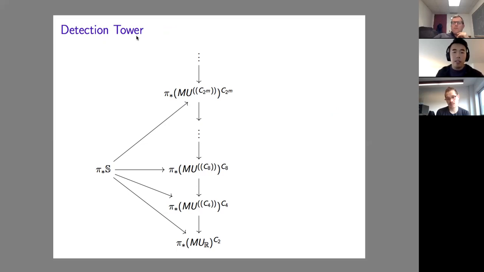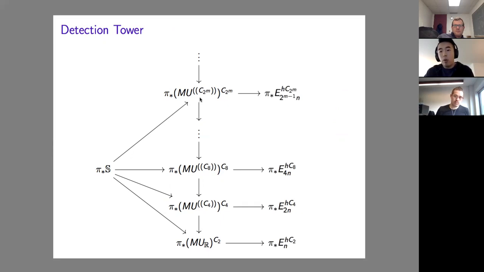And in fact, there's a detection tower. This detection tower is due to Mike Hill, which starts with the C2 fixed point of MUR, and the next level is the C4 fixed point of MUC4, and the C8 fixed point of MUC8. And the idea is that as you move up the tower, more and more elements in the stable homotopy group of the spheres are going to be detected.